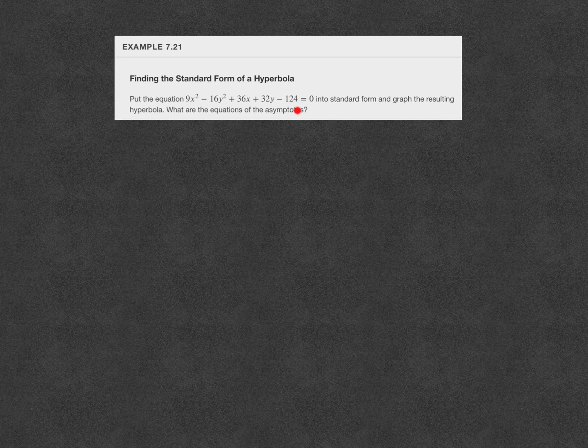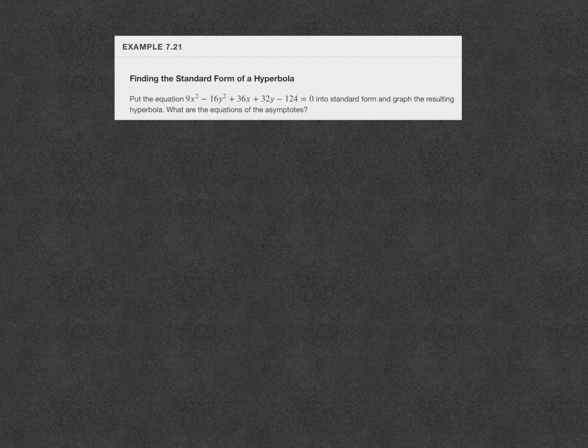We're given an equation, which it may not be immediately obvious, or maybe it is, that it's the equation of a hyperbola. We need to put it in standard form, graph the resulting hyperbola, and then come up with the equations of the asymptotes. My x squared and my y squared are both squared, so that tells me hyperbola or ellipse. And the fact that it's x squared minus y squared means that it is definitely a hyperbola.